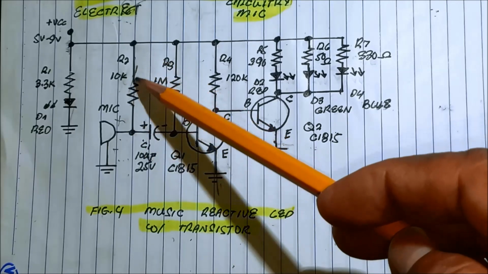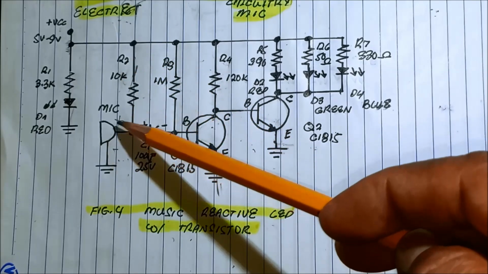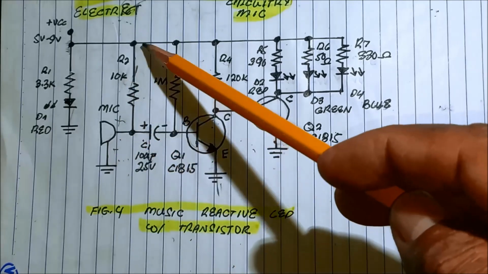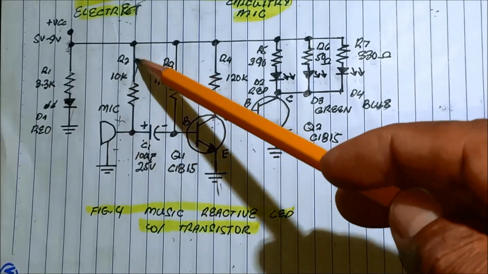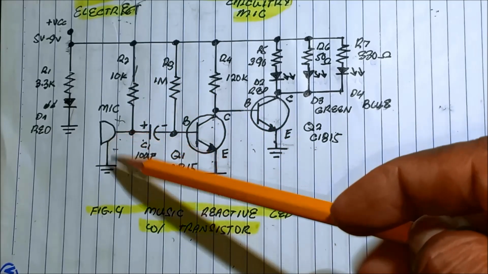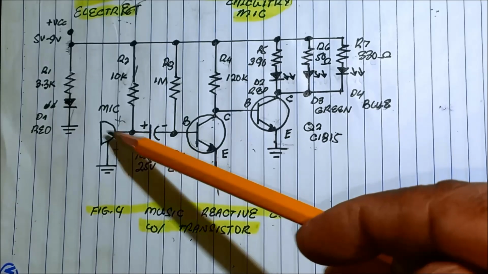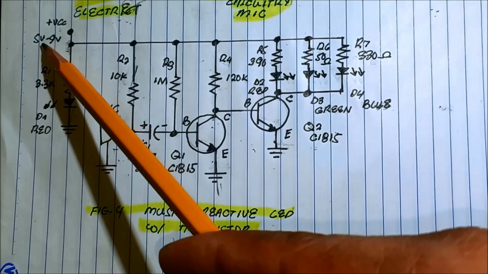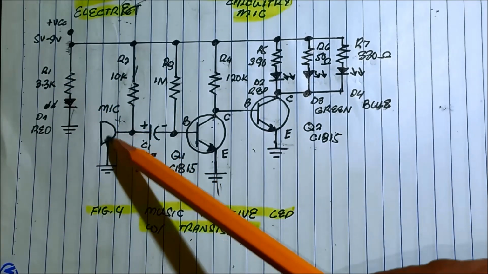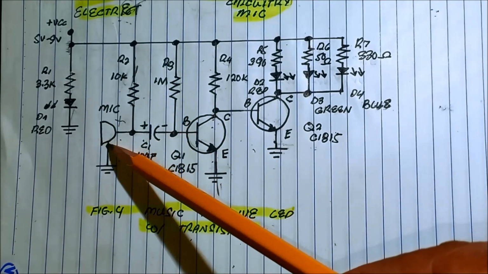Well, the use of this 10K resistor is to provide supply to the microphone. We need a resistor to produce current here. There's a current flowing here, in order to provide a voltage supply to the microphone. And in our case, it is okay to use 5 volts up to 9 volts for the microphone. So we need this 10K to provide supply to the microphone.